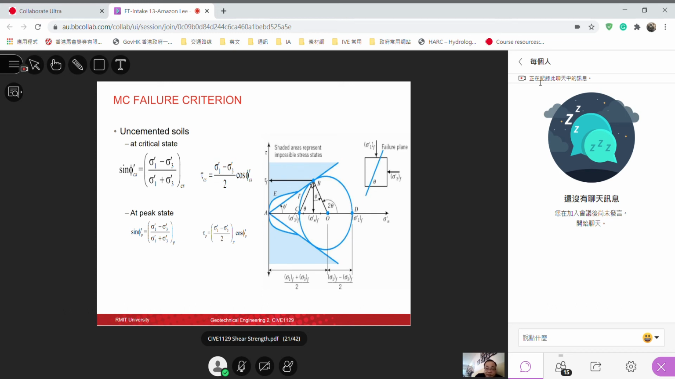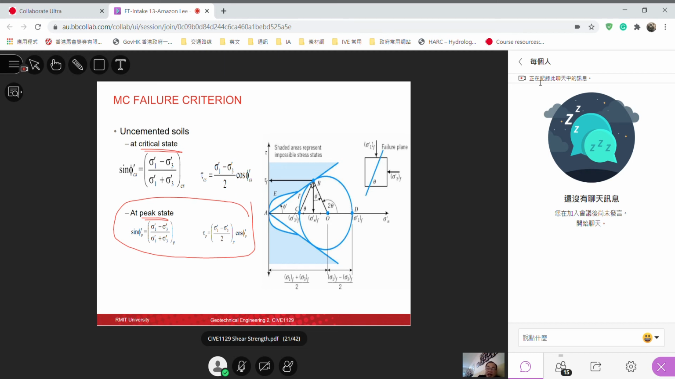And to further elaborate, since we are doing just undergraduate, we assume the soil has the same peak state and critical state. Okay, we are not learning critical state soil mechanics. So in this case, we assume the critical state condition of the soil is the same as the peak state.